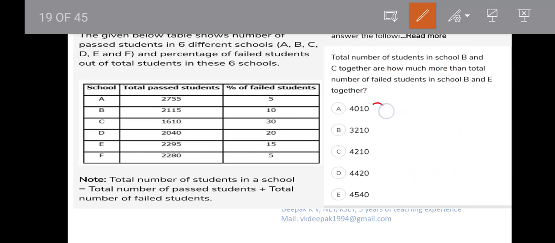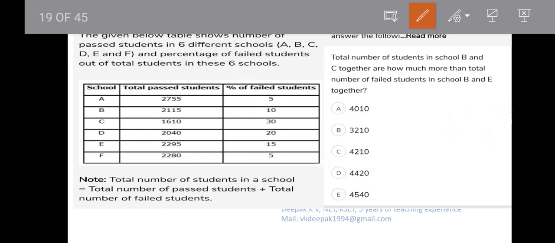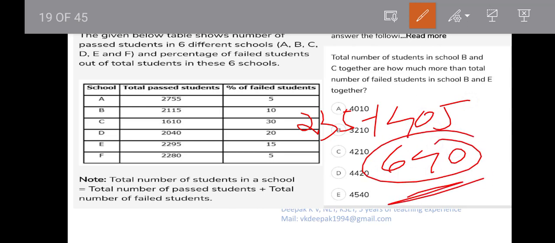What about school E then? So we have calculated the total already in the previous question, that is 2700, and we have the pass number, that is 2295. So that will become 405. Correct. So the total of 405, 235 plus 405 will be 200, 400, 600, 630, 635, 640. Okay, so we are done with all the calculations.